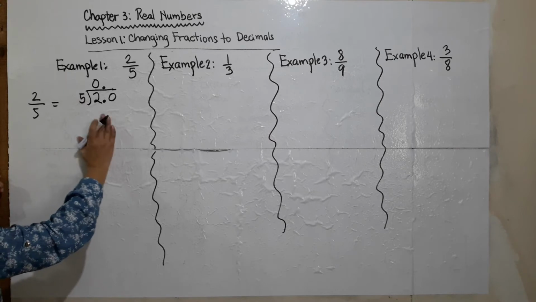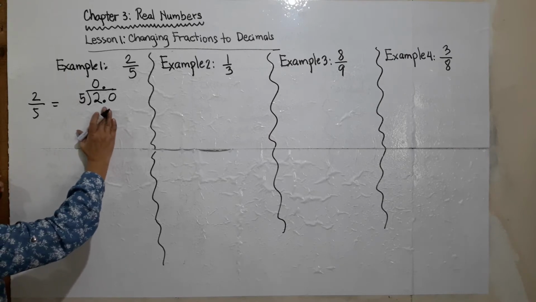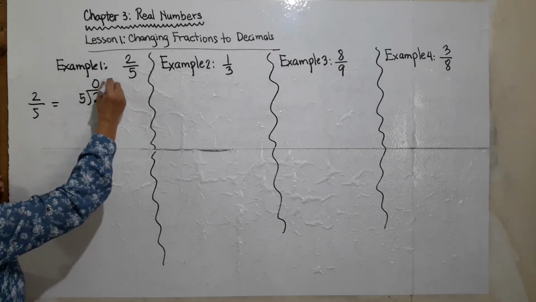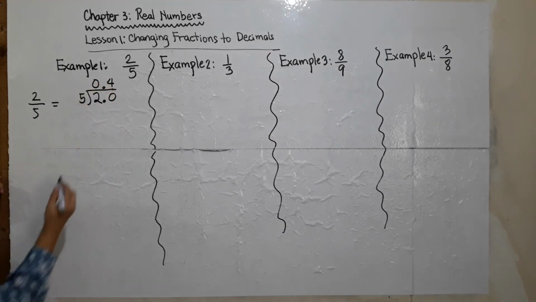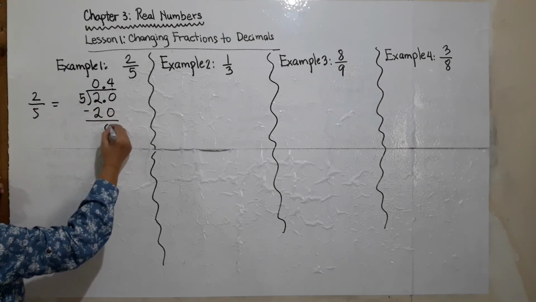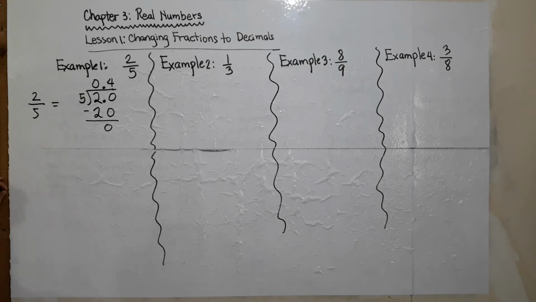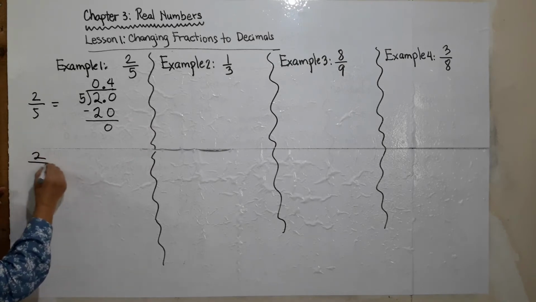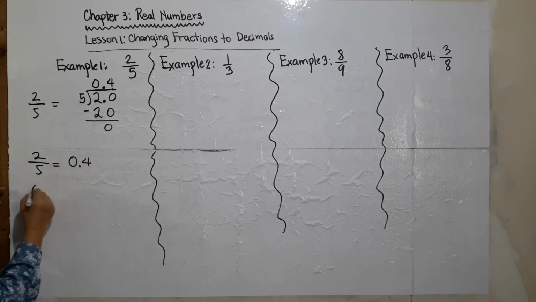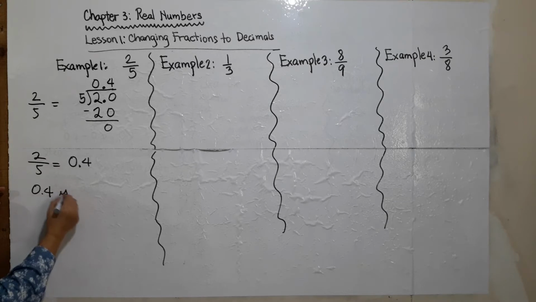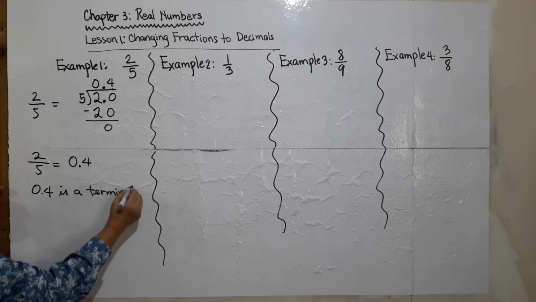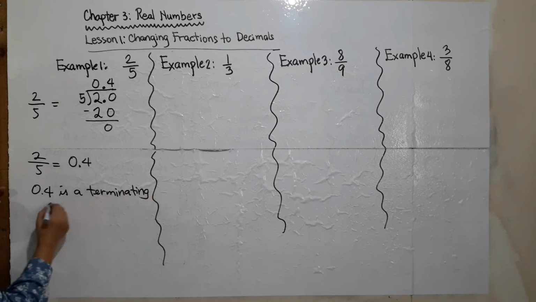So let's pretend that there is no decimal point in the dividend. Divide 20 by 5, you will get 4. And 4 times 5 will give you 20. Subtract, 0. There is no more remainder. So 2 over 5 is equal to 0.4. And 0.4 is a terminating decimal.